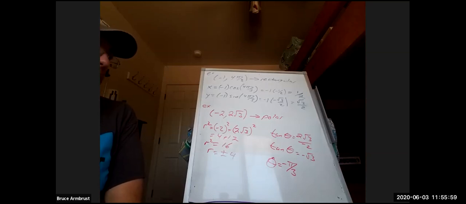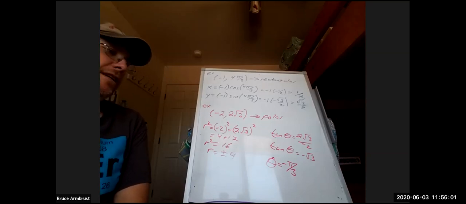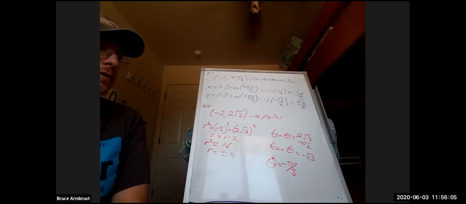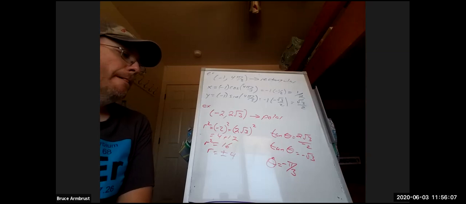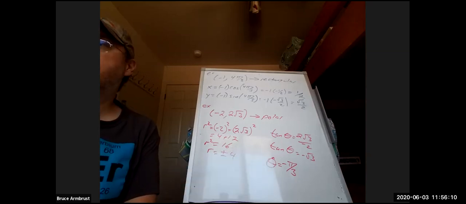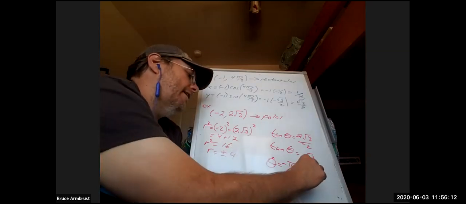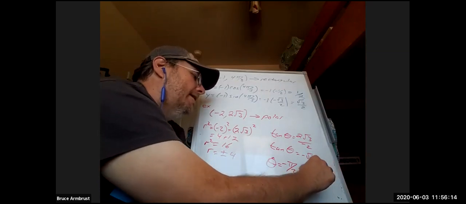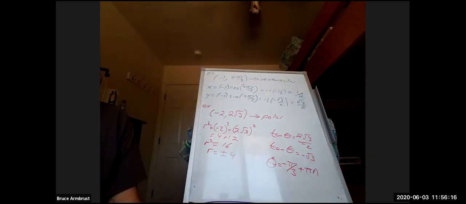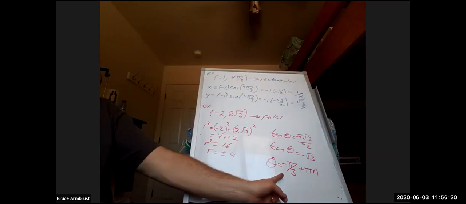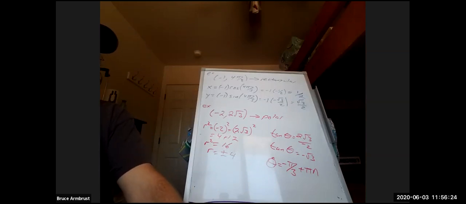So you can use your calculator, or remembering that this is going to give you the fourth quadrant angle, you get -π/3. But that's not the only option. We have to add on pi times n. So there are an infinite number of thetas that we can use. We already knew that. We already kind of saw that.